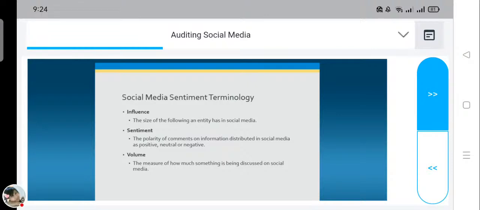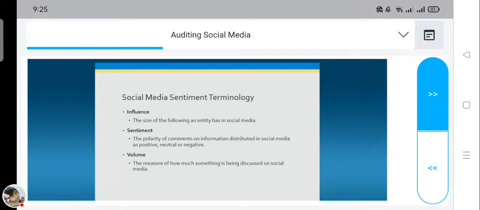By sentiment, we're referring to the polarity of comments that are distributed across social media about your organization or your brand. And these are usually measured as positive, neutral, or negative. So again, let's say that you post something and you have a large audience and 90% of that audience feels very positive about what you posted. That's what we refer to as their sentiment. So the influence is the number of people. The sentiment is how they actually feel about something you've posted.